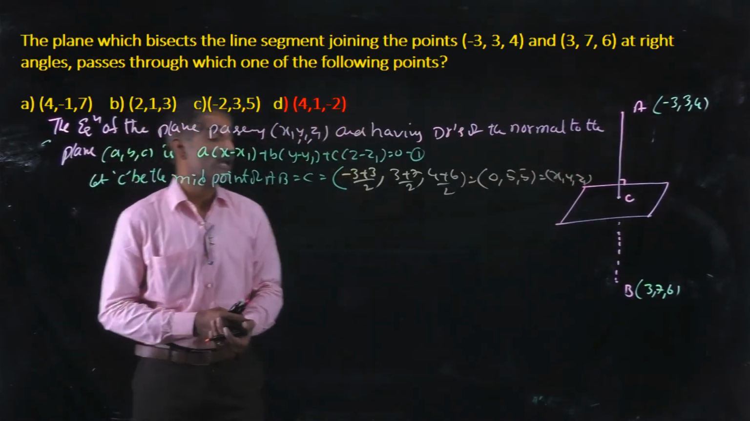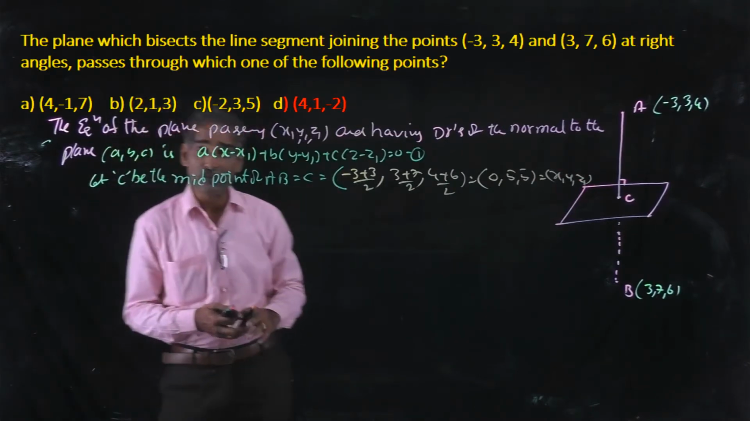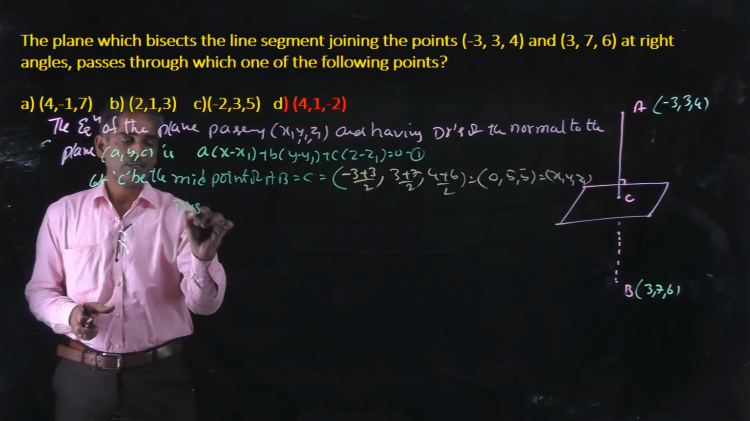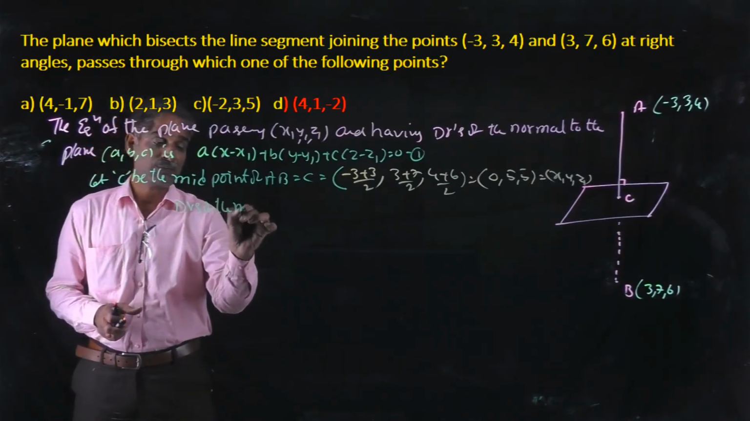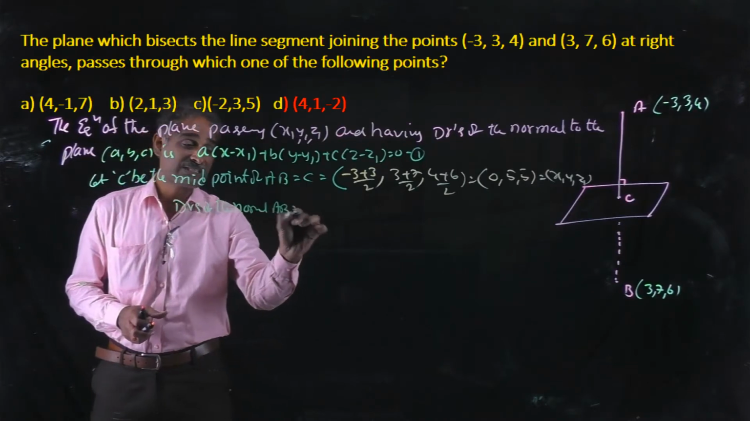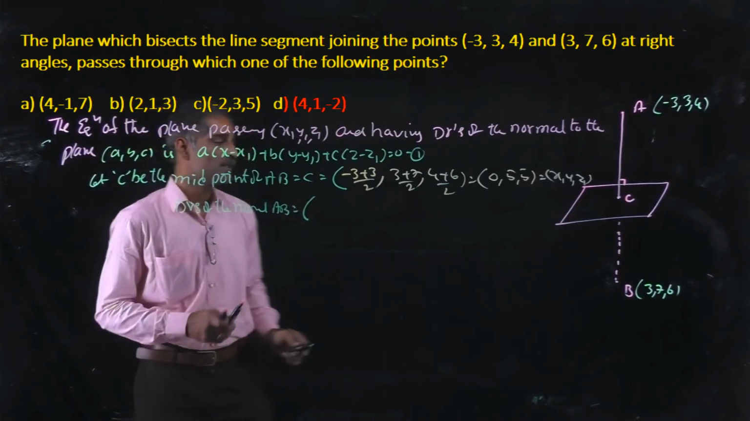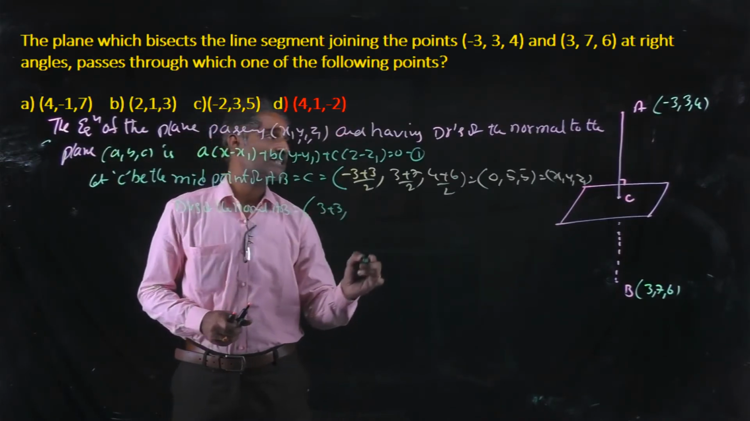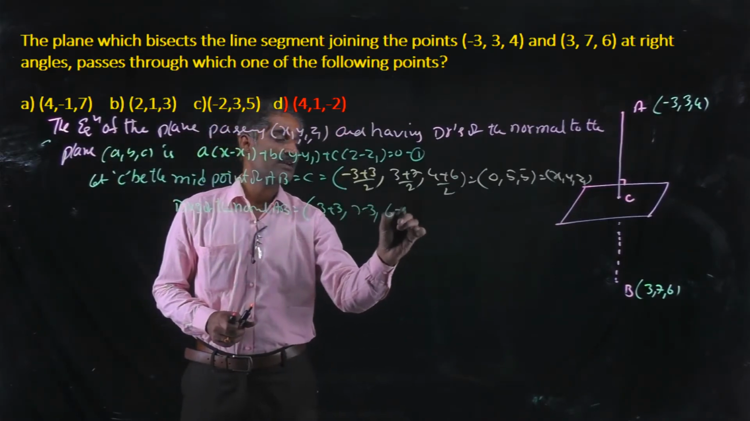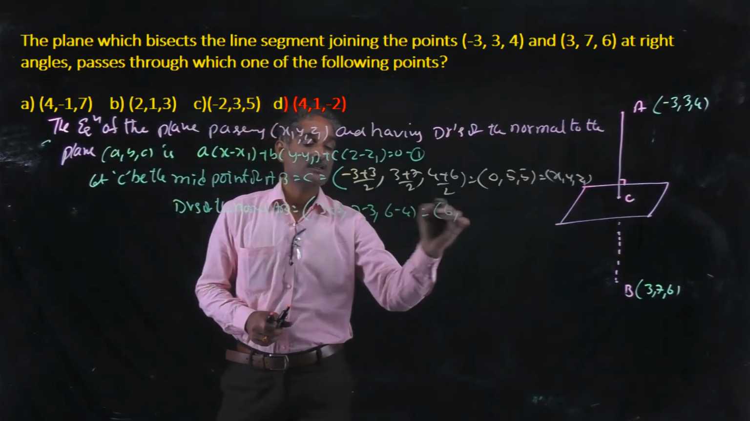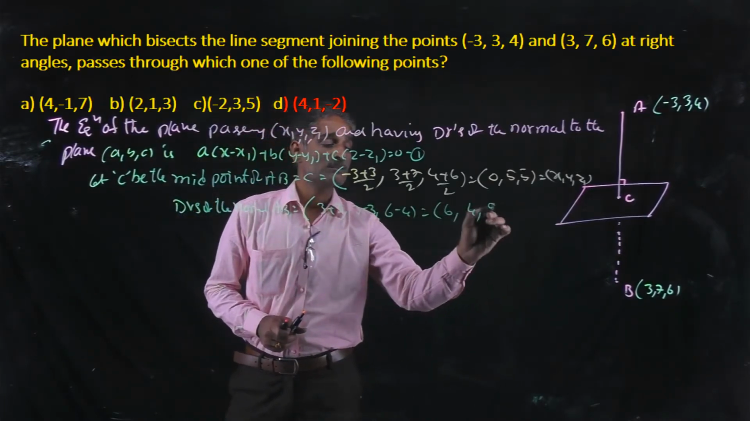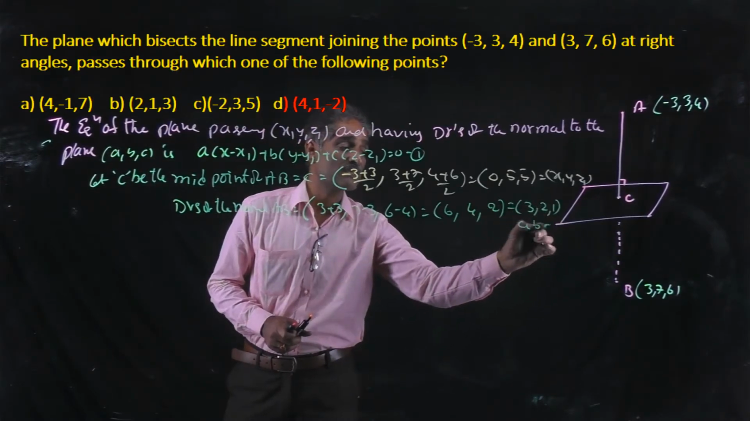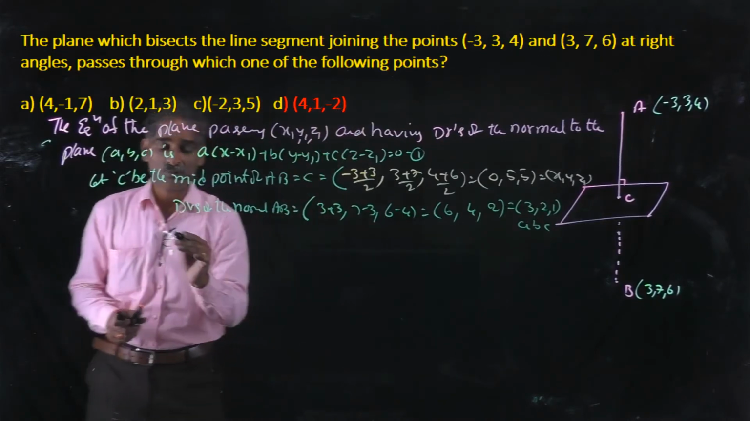Now the DRs of the normal AB act as a normal to the plane. So the DRs of the normal AB are 3 minus of minus 3 is 3 plus 3 equals 6, 7 minus 3 equals 4, 6 minus 4 equals 2, that is equal to 3, 2, 1. These are the DRs of the normal. Now substitute in equation 1.